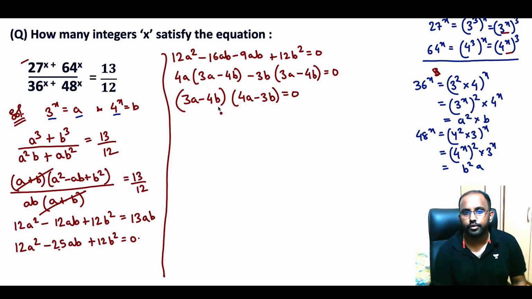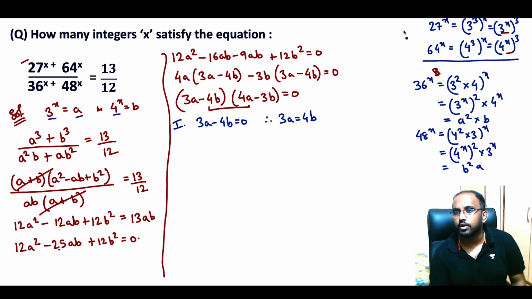If this is the product of two terms is 0, so either of them has to be 0, right? So if the first term is 0, so let's say in first case I write, if 3a minus 4b equal to 0, therefore 3a will be equal to 4b. Now let's try to replace this a and b here. Now what is a and b here?